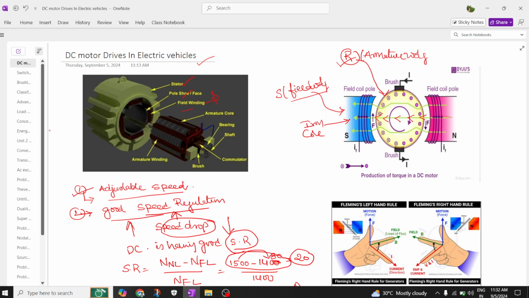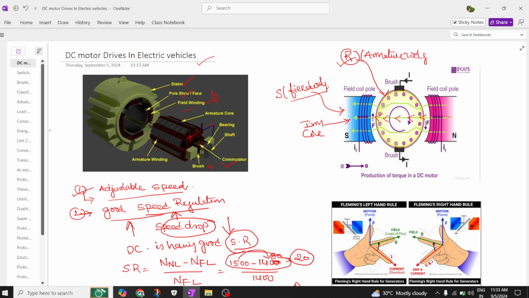These windings are brought out with the help of a commutator. If it's a generator, I want to collect the EMF, and I can do it with the help of a commutator and brushes. If you want to give the supply, you give positive here and negative here. The armature gets excited and starts propelling in its direction. Now we are discussing the motor, and we'll discuss more about that.